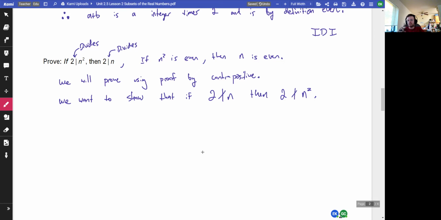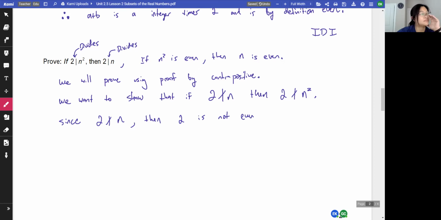If 2 does not divide n, you said before that if 2 divides n, it's even. If 2 does not divide n, what's true about n? It's not even, which means it's odd. Boom. Since 2 does not divide n, then n is not even.